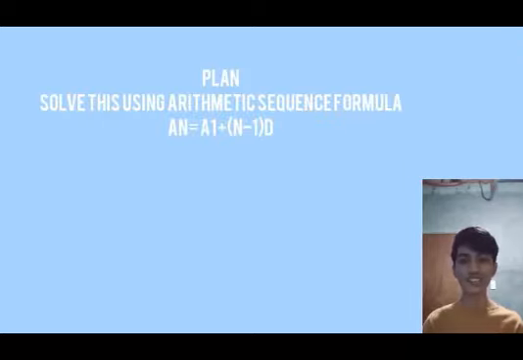So next is plan. We will solve this using the arithmetic sequence formula. The arithmetic sequence formula is a sub n equals a sub 1 plus the quantity of n minus 1 times d.